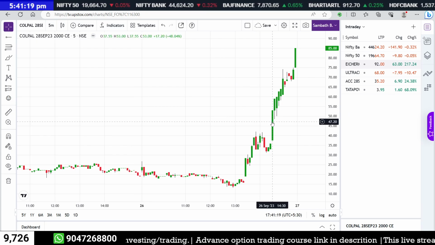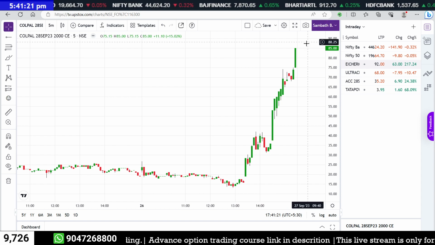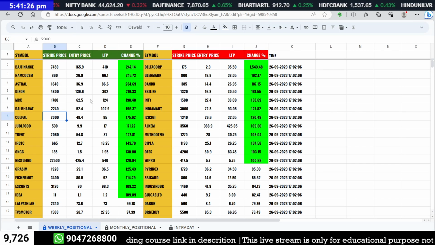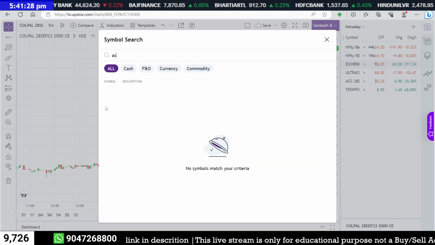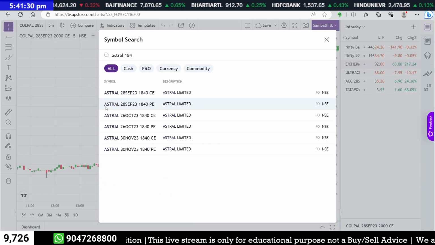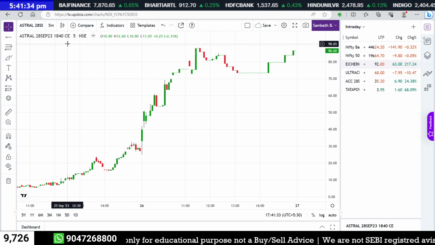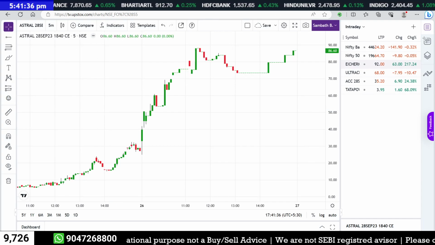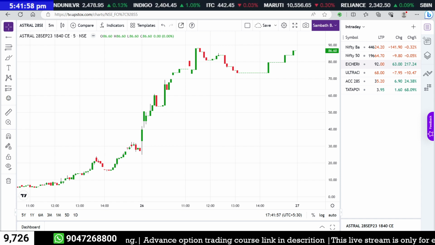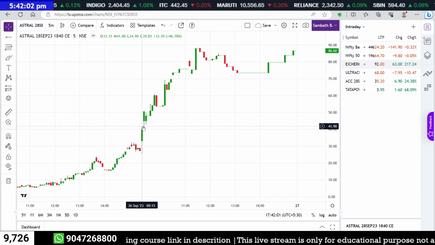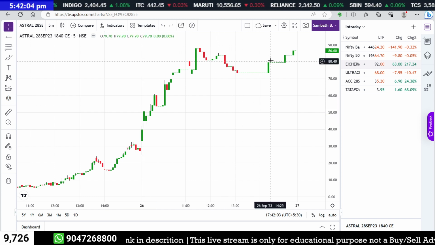From this candle it reaches towards 53. From there it jumps to 85. So that may be the closing of our trade. And Astral 1840. Just a moment. So this one would also be a fresh breakout. Also, in the first 5 minutes it triggered at 9:15, and then it went higher.